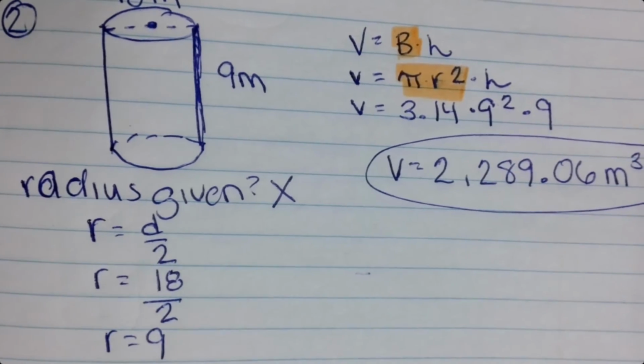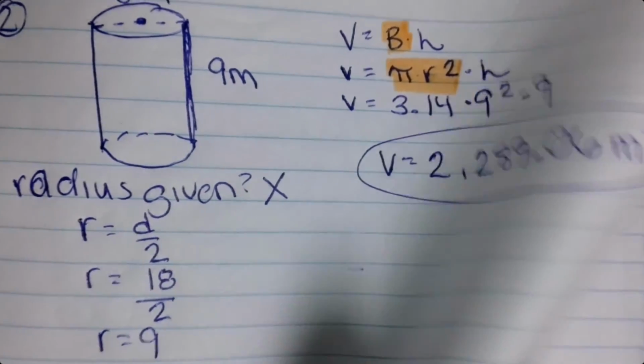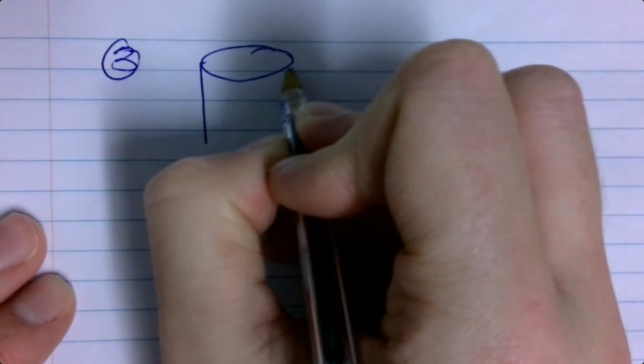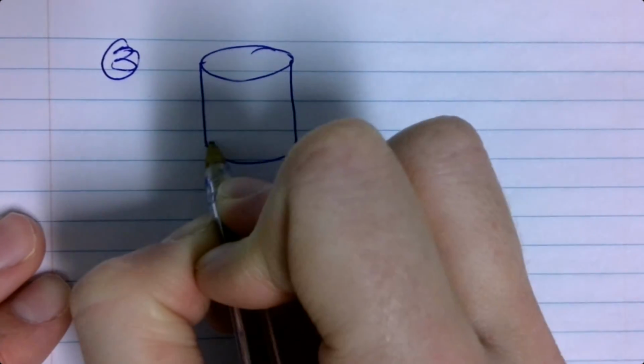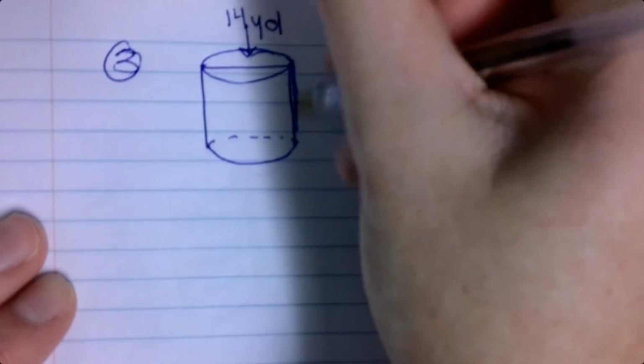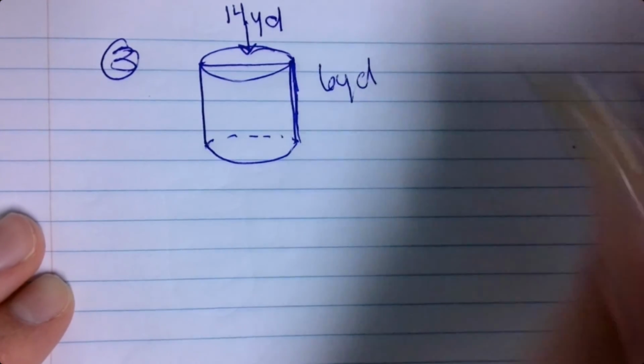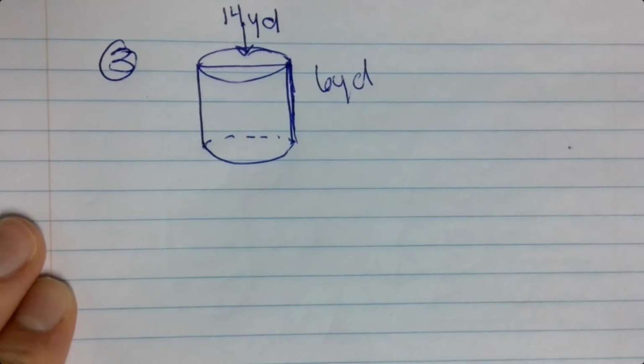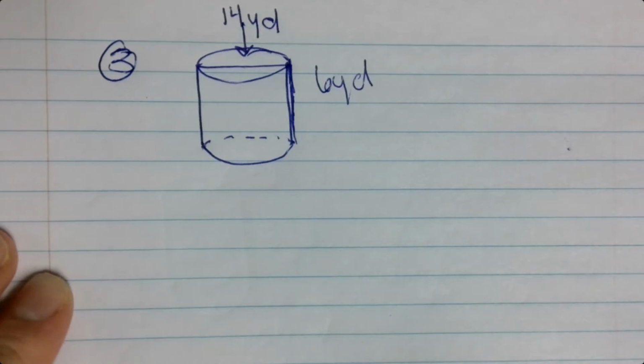All right. I want you to do the next one. So 3, you draw your circle, draw your lines down, connect them, dot, dot, dot. I want you to go all the way across this time, and that's going to be 14 yards. And right here is going to be 6 yards. I want you to tell me what the volume of that cylinder is.